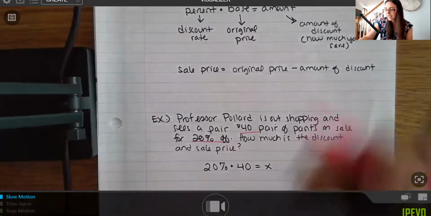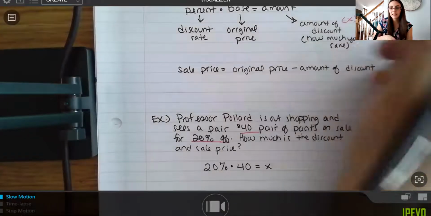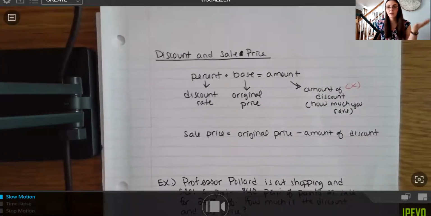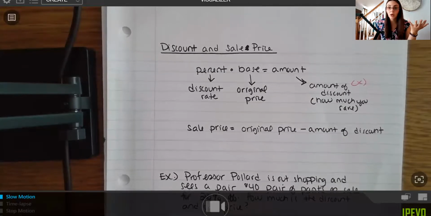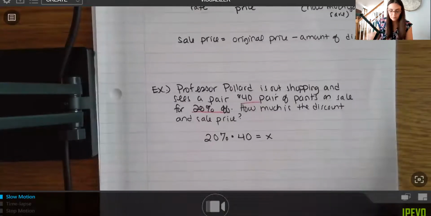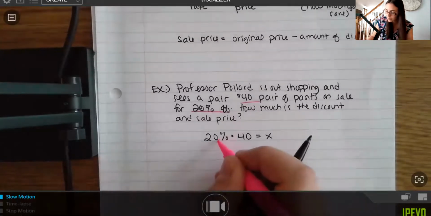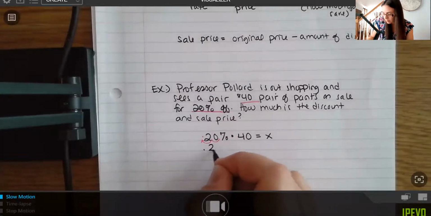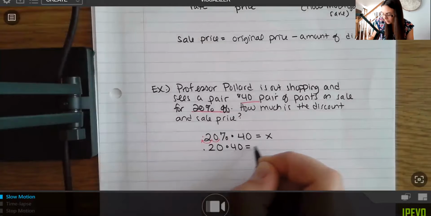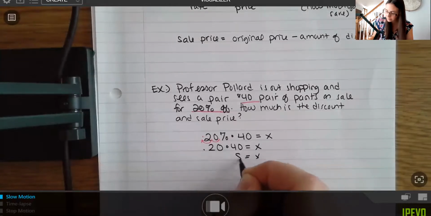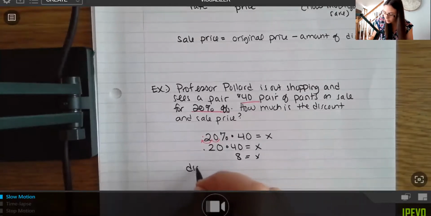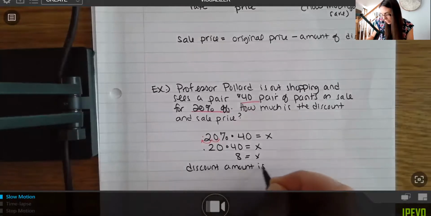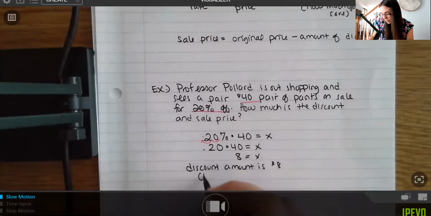So again, typically, doesn't have to be every problem, but typically the amount of discount is what you're trying to find a lot of times, particularly if you're out in the real world shopping, right? That's what you want to know: how much am I going to save? So I multiply that percent by the original price. And you can use your calculator here, and what you're going to get is 8. So the discount amount is $8. So this is how much you save.